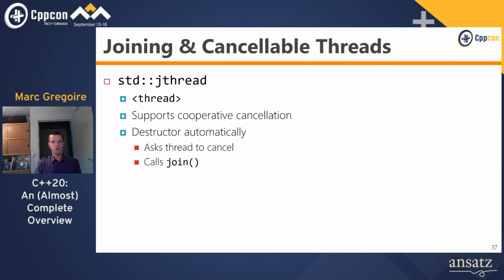C++20 adds support for joining and cancelable threads, so there is a new thread class, jthread. It also lives in the thread header file. And this one has two new features. One, it supports cooperative cancellation, and two, the destructor will automatically cancel the thread and call join. And why this is important, we will see on the next slide.